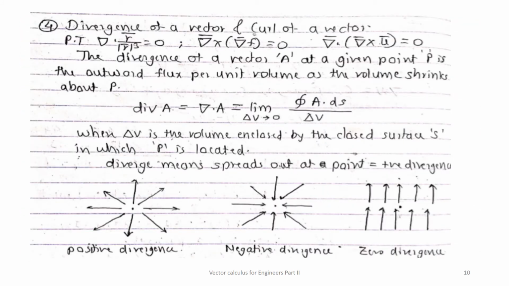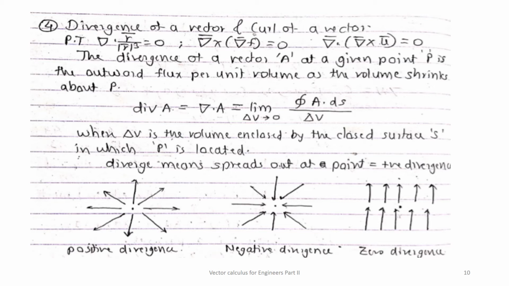Now here, divergence of a vector and curl of a vector. What do you mean by divergence and what do you mean by curl? So divergence means spread out. If you see the diagram, you will come to know what is positive divergence. From the point all vectors are spread out, so it is positive divergence. If it is inward towards the point, it is negative divergence, and if it is not spread out, then it is zero divergence.